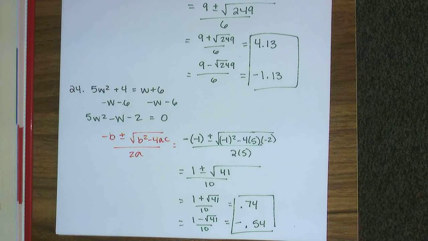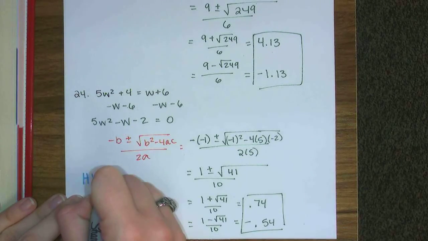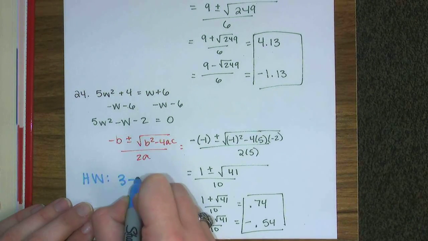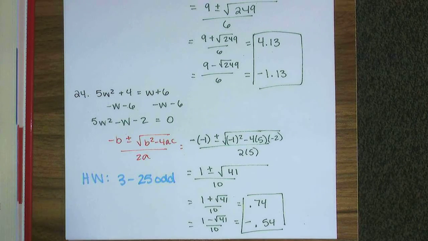So that being said, your homework for this section is 3 through 25 odd. 3 through 25 odd. Now don't forget, you also have worksheets that go along with this. I'll get that video out to you possibly tomorrow. If not, then probably Wednesday at the absolute latest. And don't forget, all this stuff is due next Sunday at midnight. Or this coming Sunday at midnight, I should say.